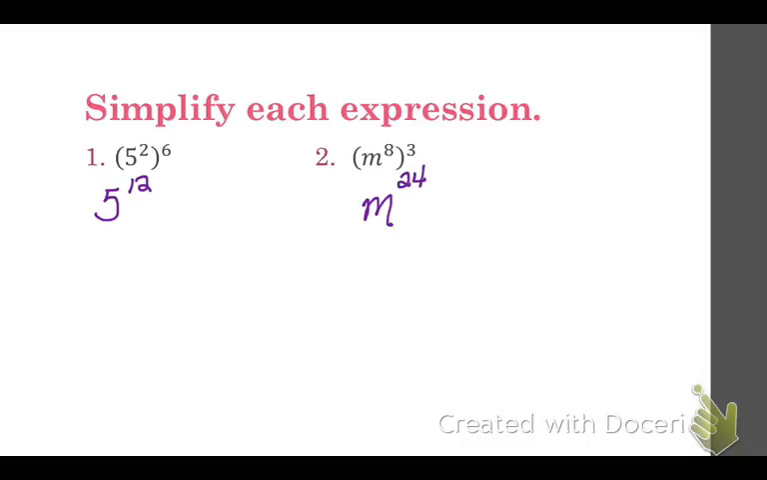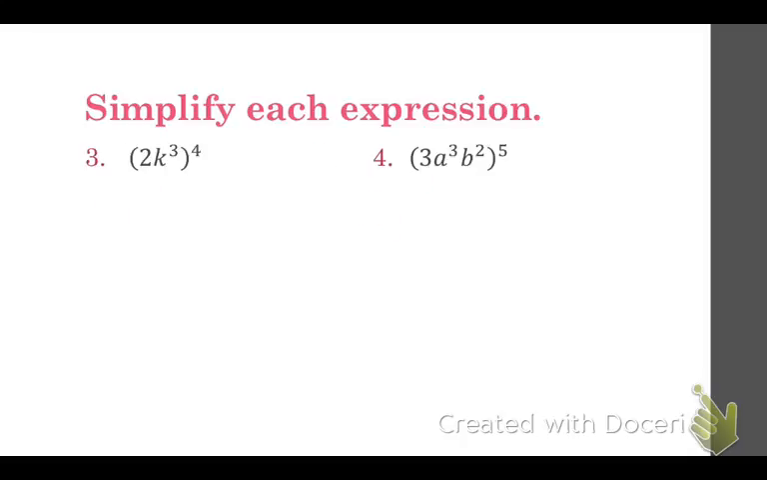Now, at any time that you forget your rules, you can always go back to expanding things, because if you don't see the shortcut, then you have to do things the long way. In number 3, I need to raise each of these to the 4th power. So I think of it as if I'm distributing my exponents. So that gives me 2 to the 4th, and then k to the, keep my base, multiply my exponents, k to the 12th. Now I can figure out what 2 to the 4th is. That would be 16. k to the 12th power.